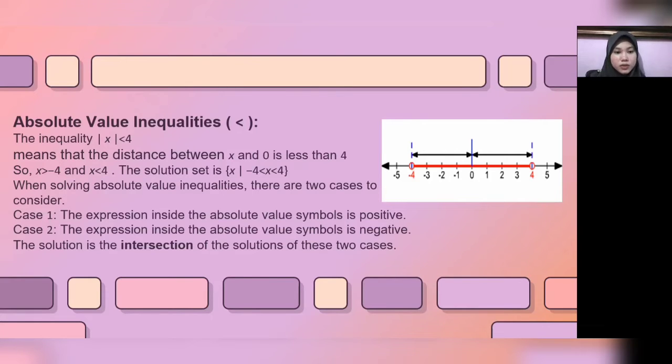When solving absolute value inequality, there are two cases to consider. Case 1, the expression inside the absolute value symbol is positive. Case 2, the expression inside the absolute value symbol is negative. The solution is the intersection of the solutions of these two cases.